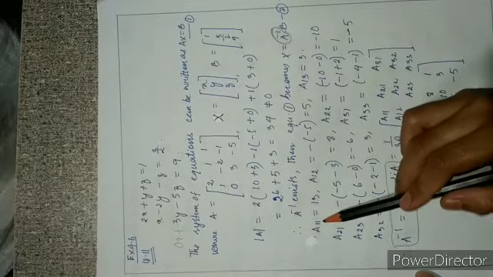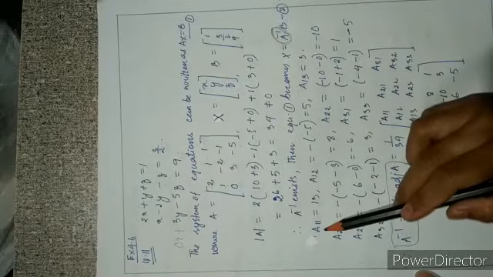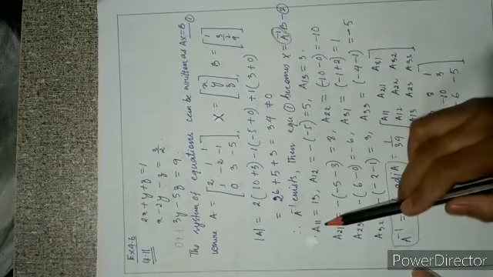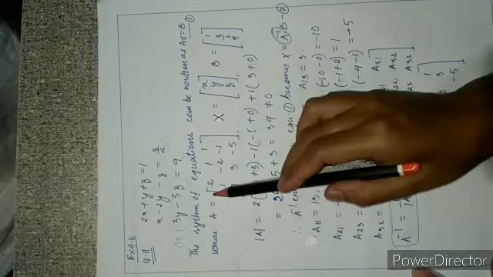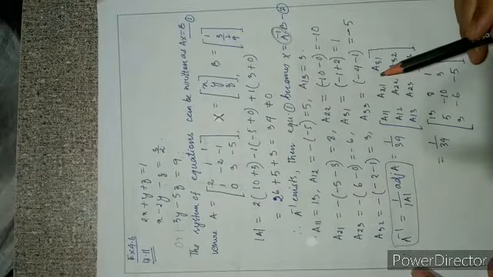We need to find the values of its cofactors. Cofactors are A11, A12, A13. First find the value of cofactor A11. To find A11, first find the determinant obtained by deleting the first row and the first column.